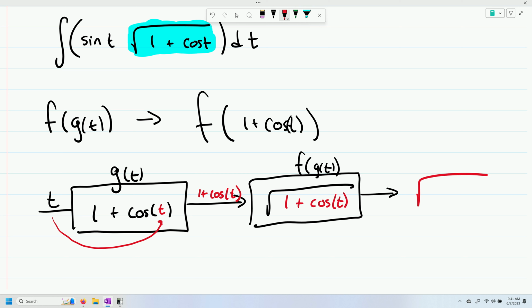And it just spits out the square root of 1 plus cosine of t. And that's it. Okay? So this is how composite functions work. You evaluate the inside or the first function, then you use that to evaluate the second function. All right?